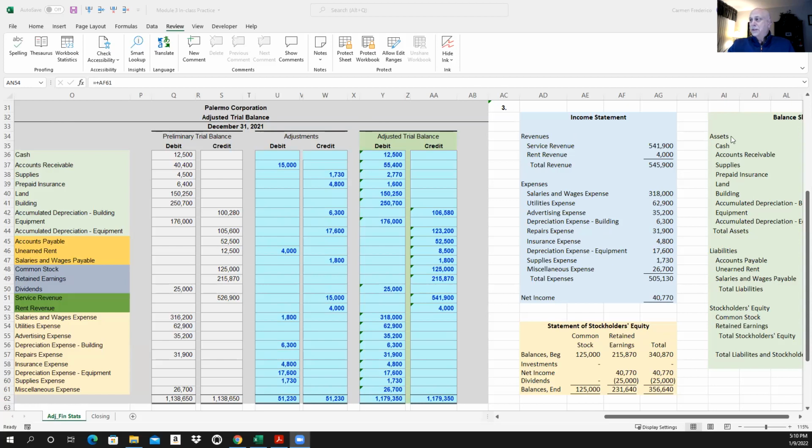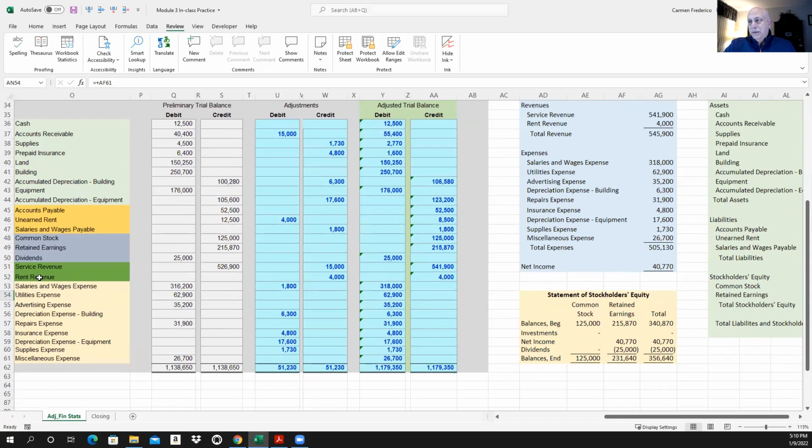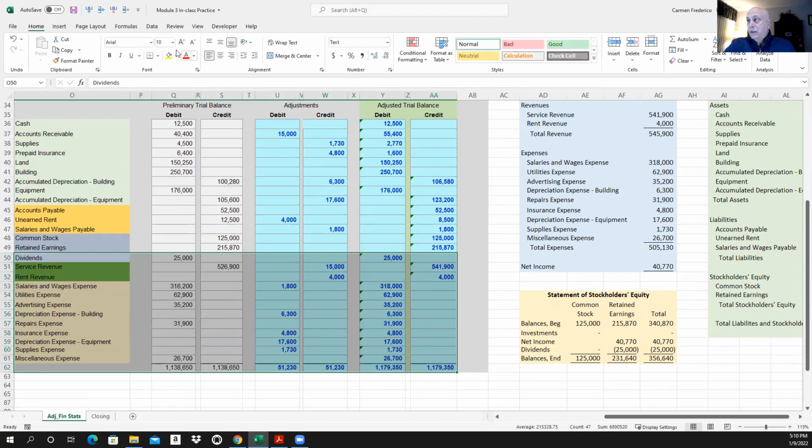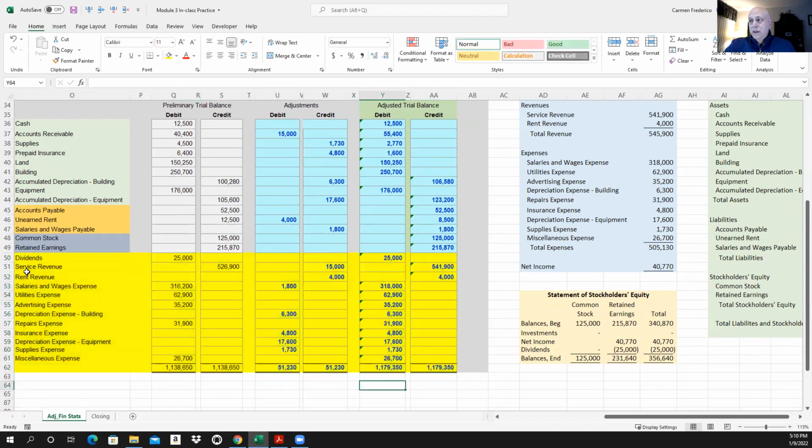So I'm going to share my screen with you and go back to that spreadsheet that we ended video 3 with. You can see the spreadsheet on my screen, and you'll see this adjusted trial balance that we had last time on our last video. All these accounts here, as I mentioned before, I'm going to highlight them in yellow. All these accounts highlighted in yellow will get zeroed out or closed out at the end of the period. Why?